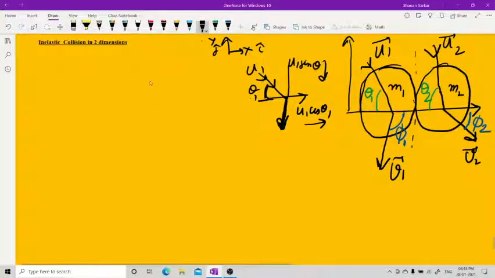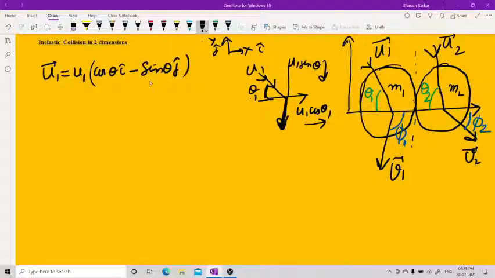Now first I have to resolve u1. The u1 vector will be u1 cos theta i cap, and take u1 common out. Let me rewrite it. This is my u1: u1 times (cos theta i minus sin theta j component).